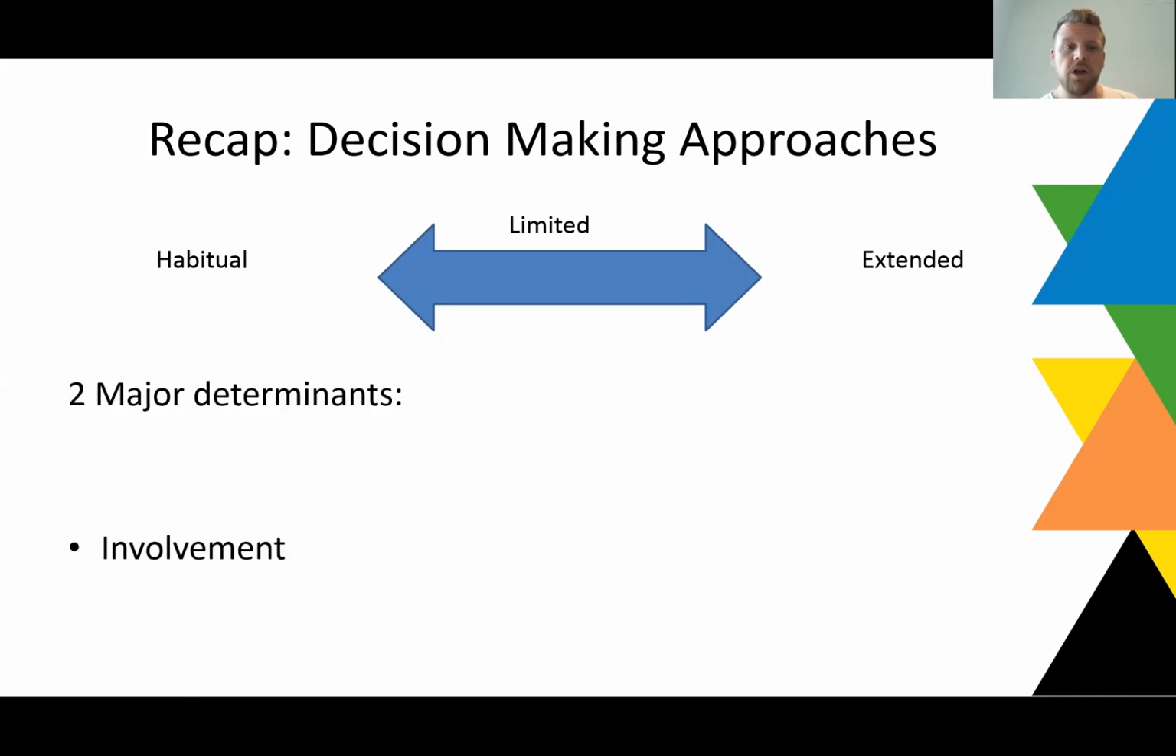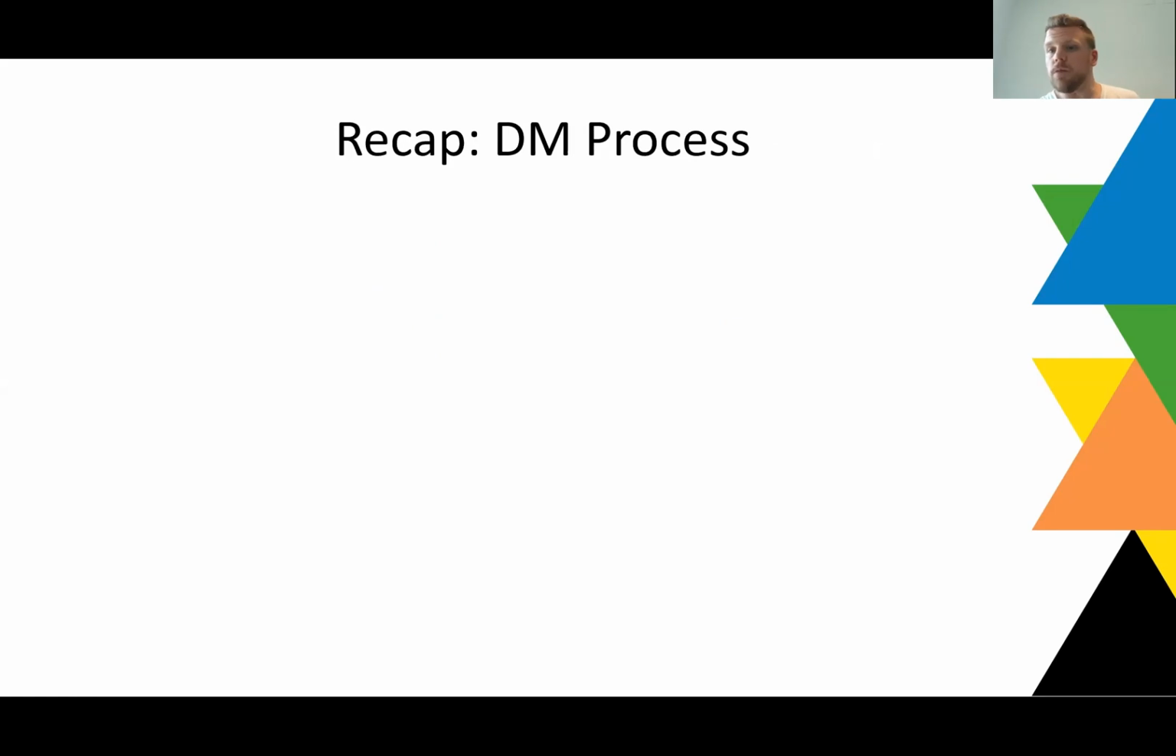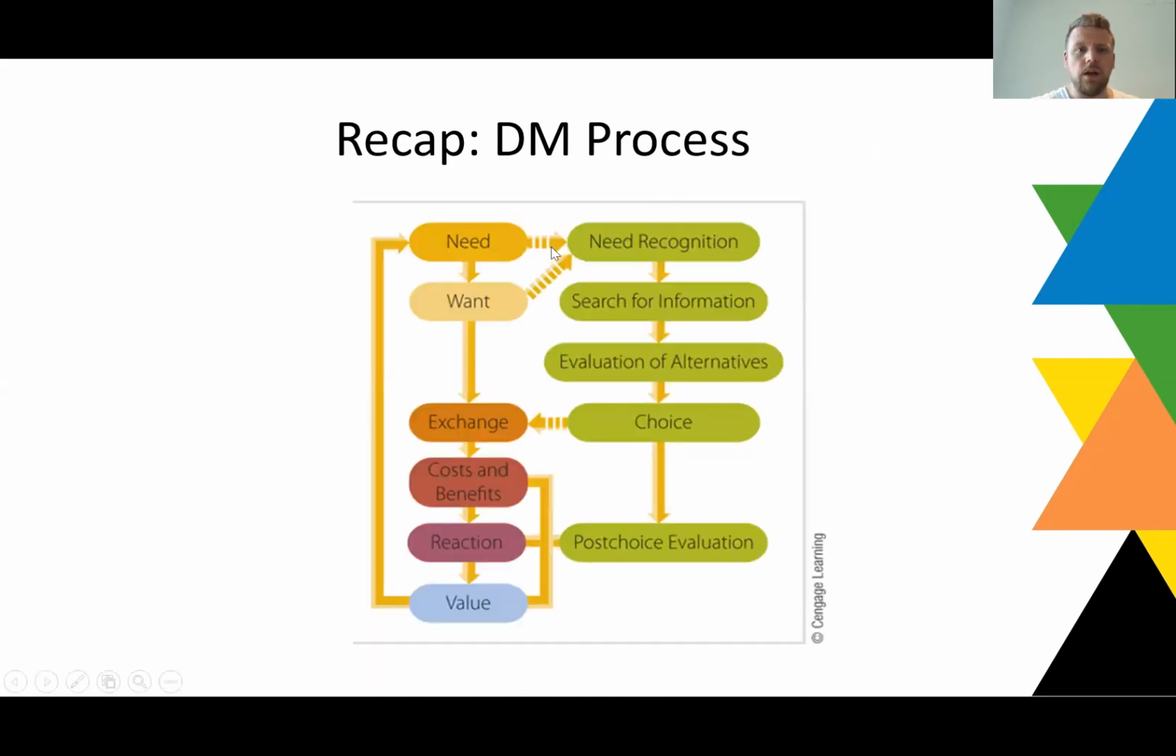Basically, remember the 2 major determinants were involvement and risk, right? And these were basically determining whether we are going through an extensive or a very short decision-making cycle. The decision-making process, on the other hand, was highlighted here on the left. In this case, we're looking at the need, on the right.